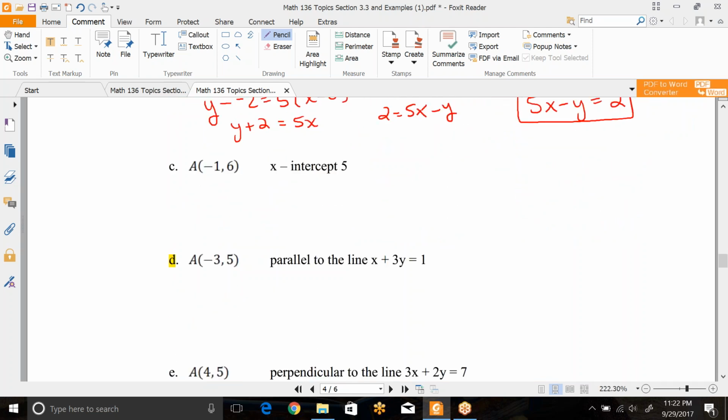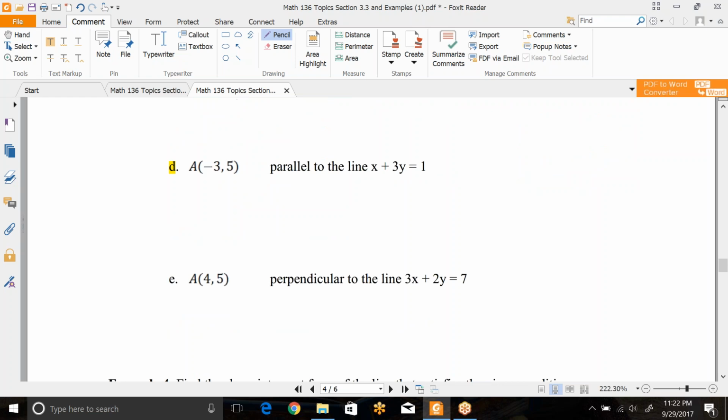Okay, we did C in class, so let's talk about D. In D, we want this to be our point on our new line. We want it to be parallel, which means it has the same slope, to a given line.